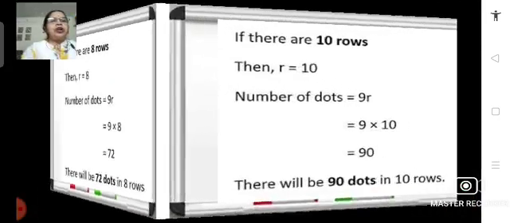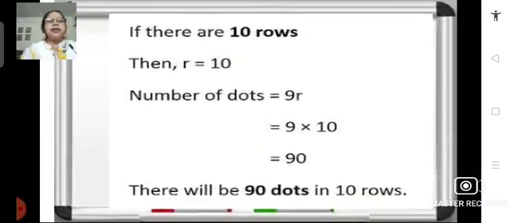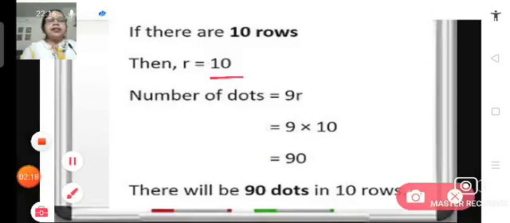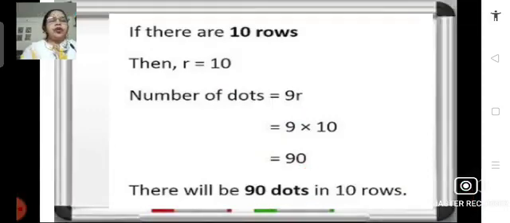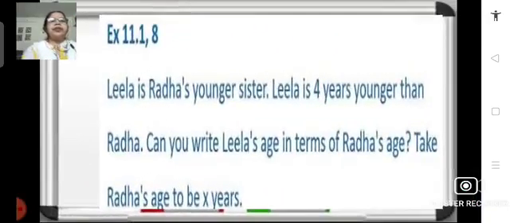And how many dots will be there for 10 rows? Here R is 10, number of rows is 10, isn't it? So what will be the number of dots? It is 9R, that means 9 multiplied by 10, which is equal to 90. So how many dots will be there for 10 rows? There will be 90 dots. I hope your answer is correct. Let's move on to the next problem.